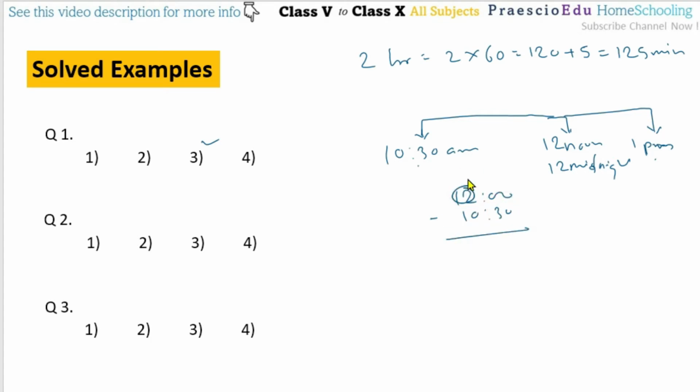So 12, we will reduce by 1 hour, so that is 11, and 1 hour is equal to 60 minutes, we will add it here, so 00 becomes 60. Now we can make the subtraction, so 60 minus 30 is 30, and then 11 minus 10 is 1. So this is 1 hour and 30 minutes.